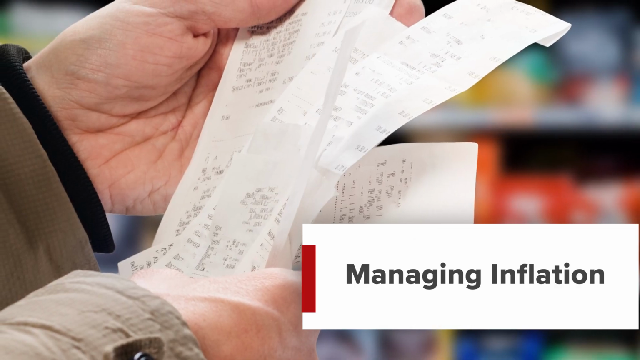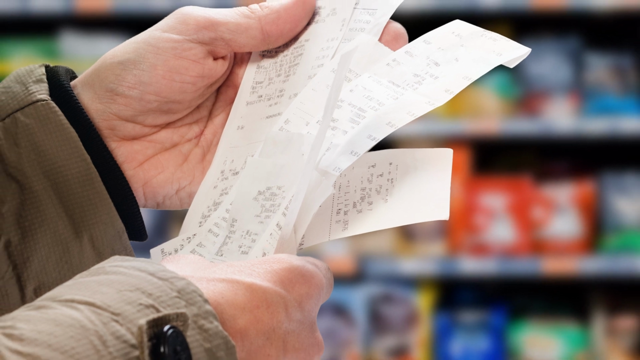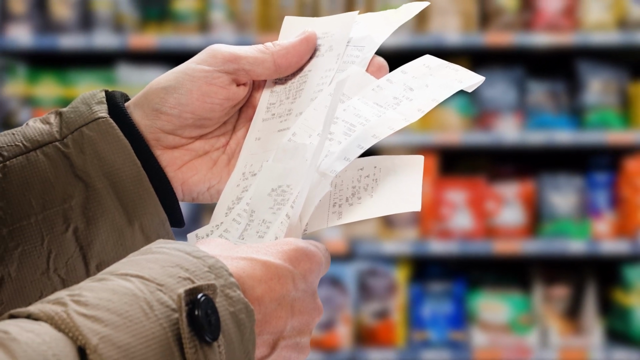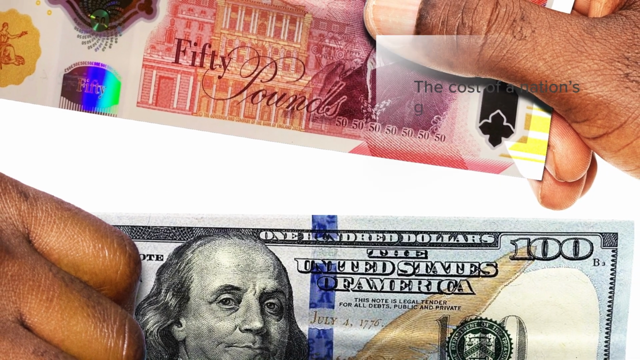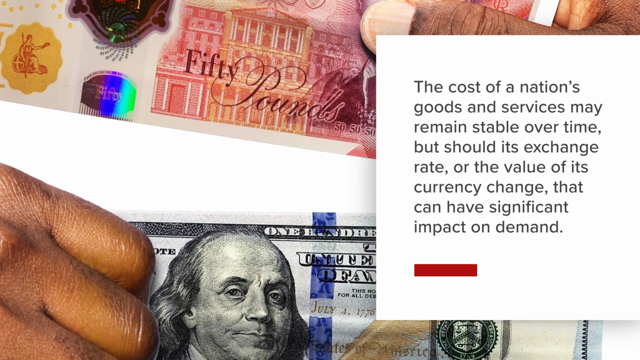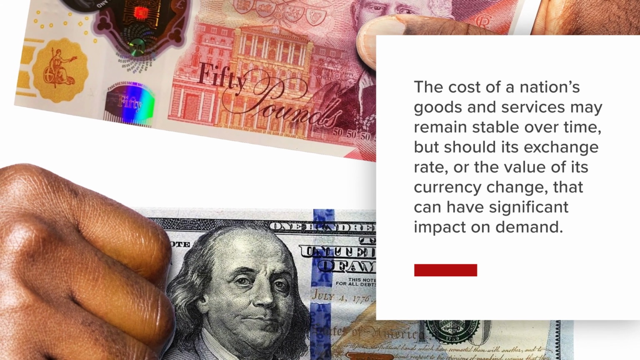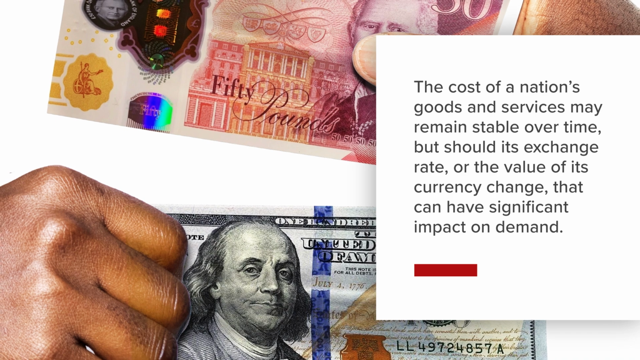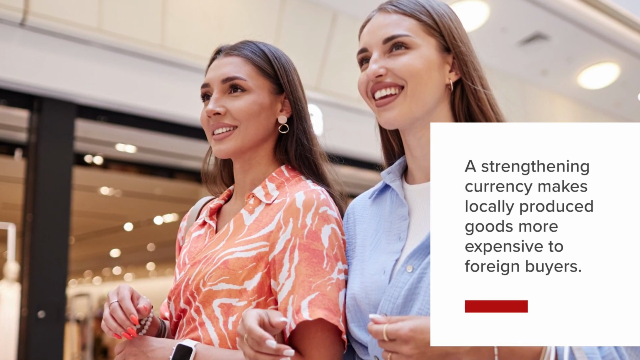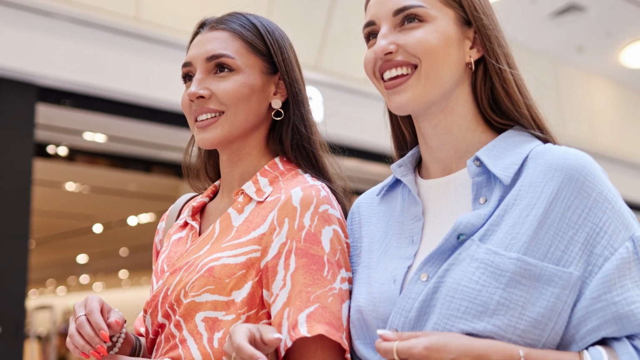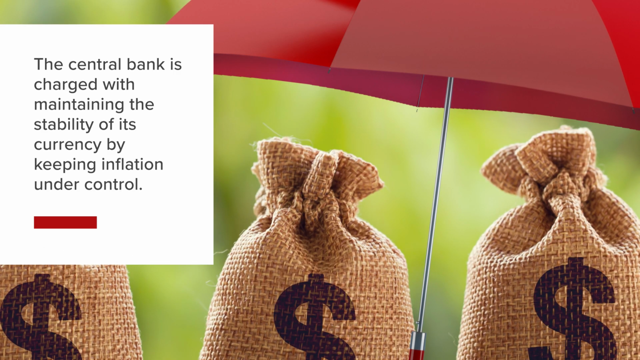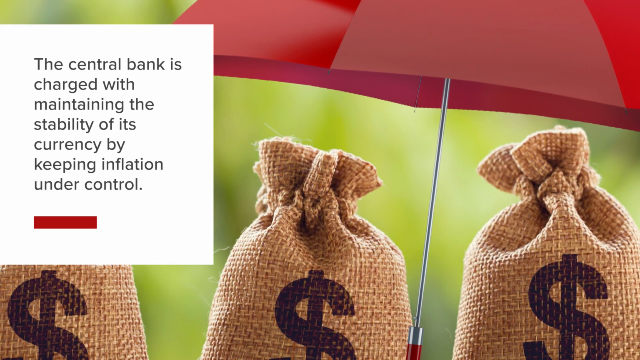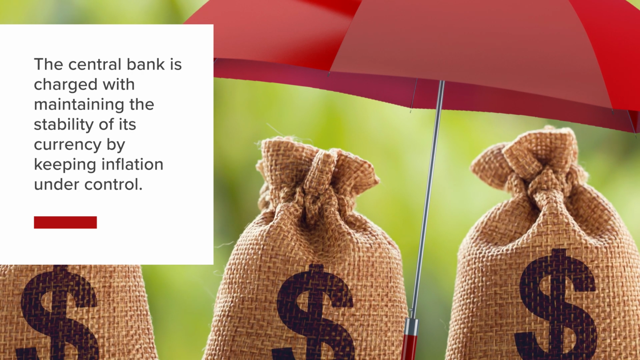Managing inflation. It's the job of the central bank to understand where price pressures are stemming from and to help promote price stability. Stabilizing currency exchange rates. The cost of a nation's goods and services may remain stable over time, but should its exchange rate or the value of its currency change, that can have significant impact on demand. A strengthening currency makes locally produced goods more expensive to foreign buyers. A weakening currency makes goods cheaper for foreign buyers. The central bank is charged with maintaining the stability of its currency by keeping inflation under control.